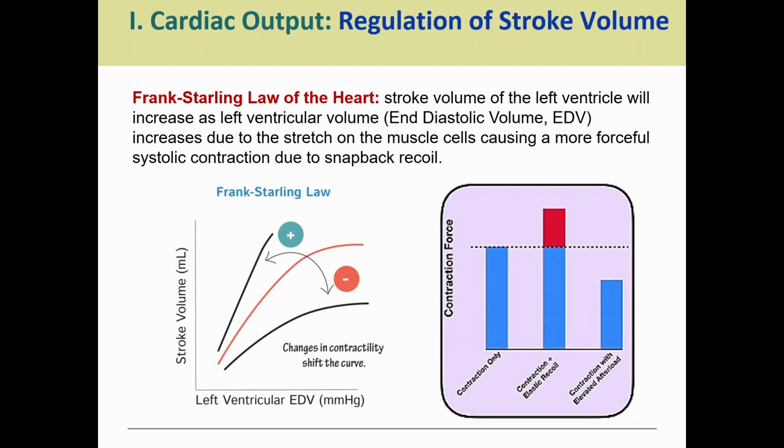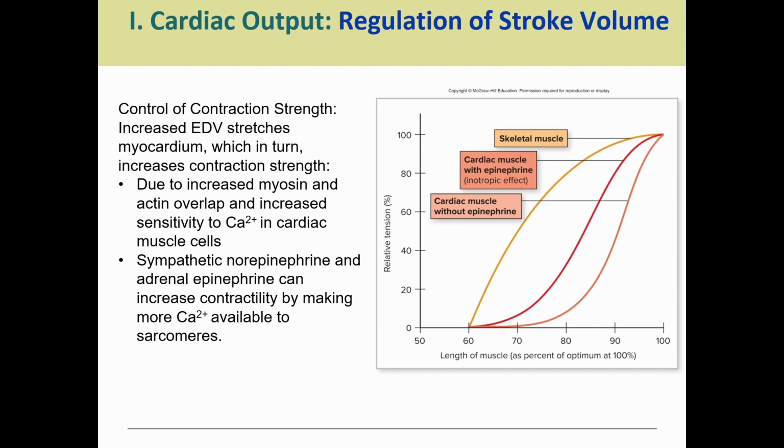But generally speaking, there is a positive correlation between how much the ventricle muscle cells stretch and the stroke volume that we can achieve. So again, as we increase the stretching in the myocardial cells, we increase the contraction strength. This is because we have increased overlap and increased sensitivity to calcium. Things like norepinephrine and epinephrine can also increase contractility because more calcium becomes available, and more calcium means more muscle contraction. Remember calcium's role in muscle contraction.